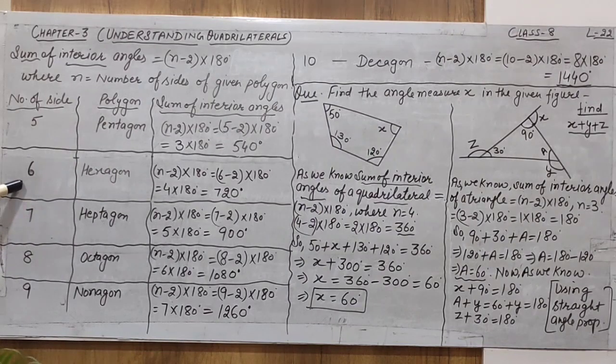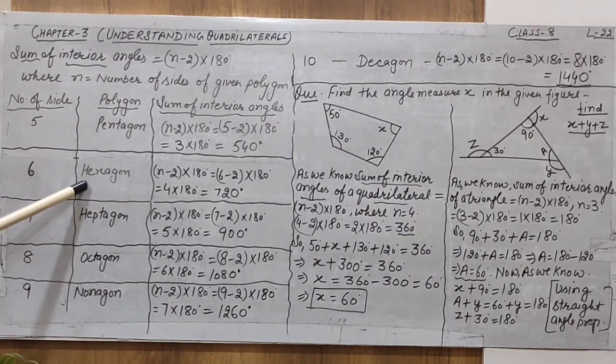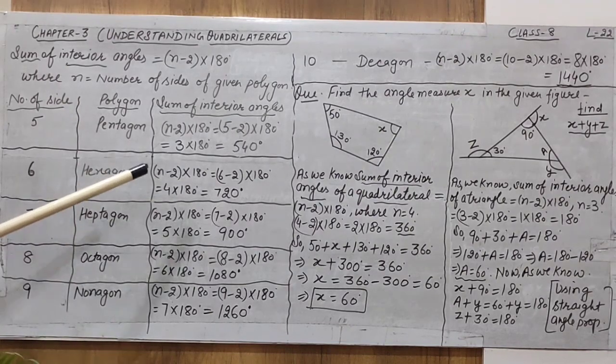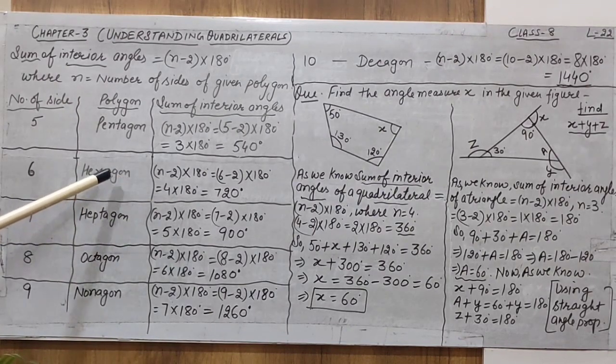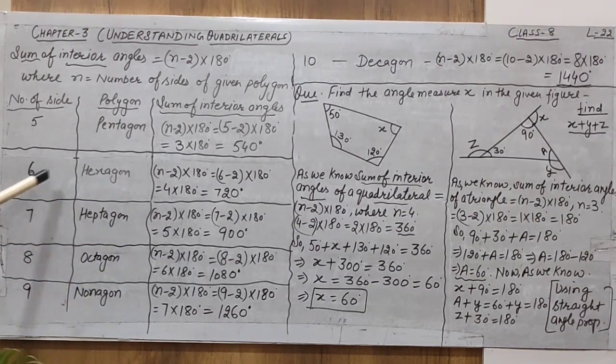Next, the number of sides is 6. The name of the polygon is hexagon. Now the sum of interior angles. Tell me how many interior angles are in a hexagon. As you saw yesterday, in the diagram of the hexagon I showed you for the diagonals, you can see we have 6 angles in a hexagon. The number of sides is 6, 6 vertices and 6 angles.